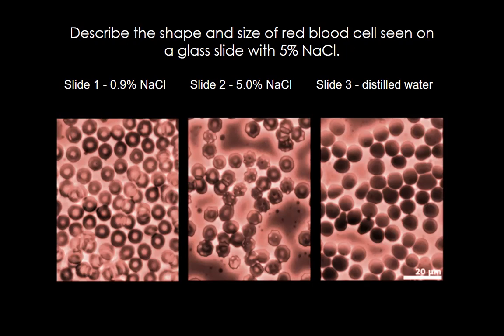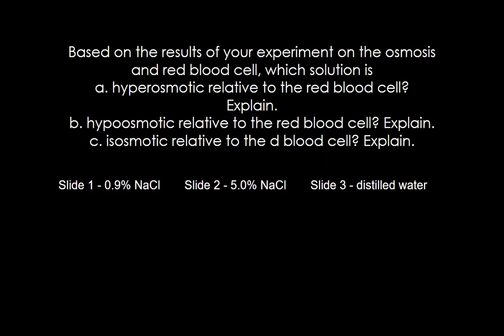So they shrank. Now, based on the results of the experiment on osmosis in the red blood cells, which solution is hyperosmotic relative to the red blood cell? The one that is hyperosmotic, or will cause movement of water out of the cell, would be the 5% NaCl solution. It has a higher concentration of salt and will thus cause the water from inside the cell to move out, causing the cells to shrink and crenate.